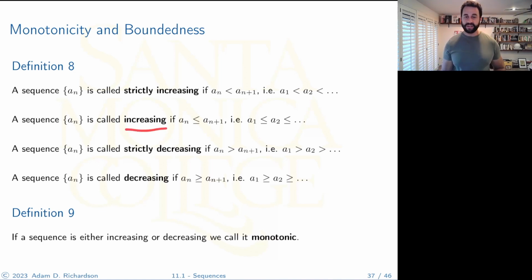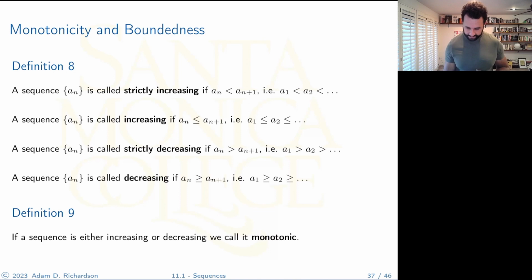We say that it's just increasing if the sequence terms are allowed to plateau sometimes. So the strict part is saying that the inequalities are strict. In this case, a strictly increasing sequence would have to look like something like this or something like this, but dots.